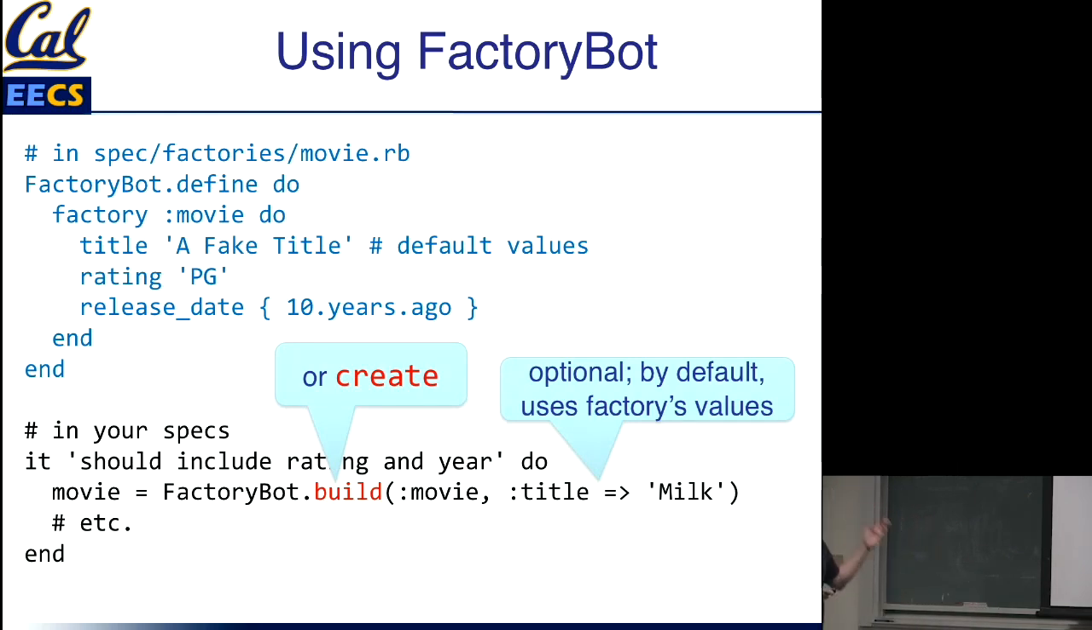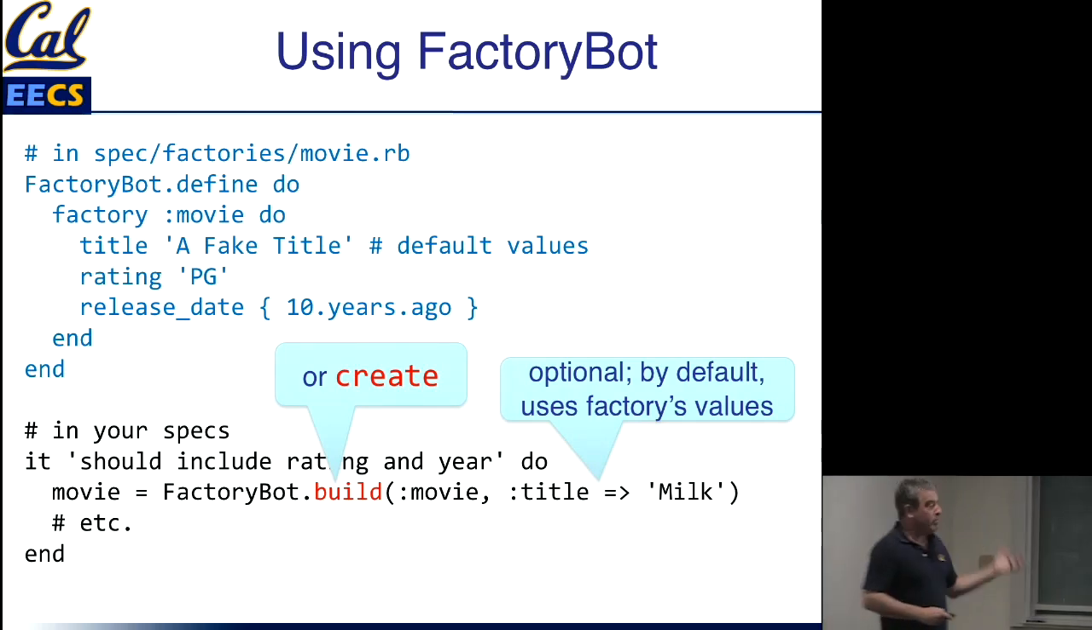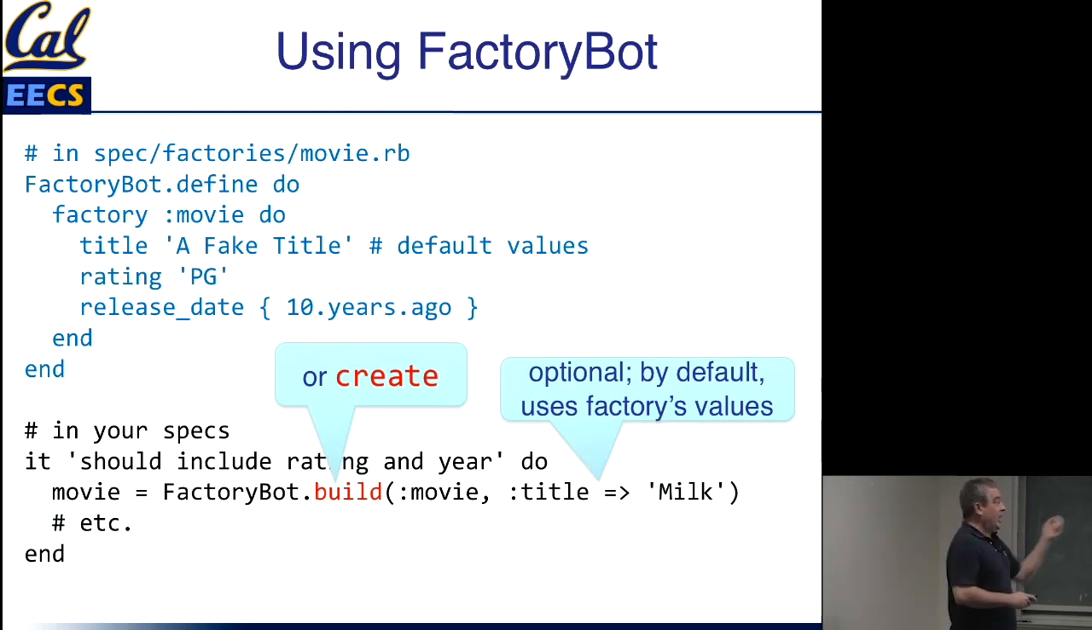So this is pretty convenient, because the thing you're going to get back is a real flesh and blood movie object. It's a member of the movie class. It responds to everything a movie responds to. It even lives in the database if you said create rather than build. But it's temporary. After this test is over, it gets blown away. And in the meantime, you can do everything to it that you would do to a regular movie object, right?